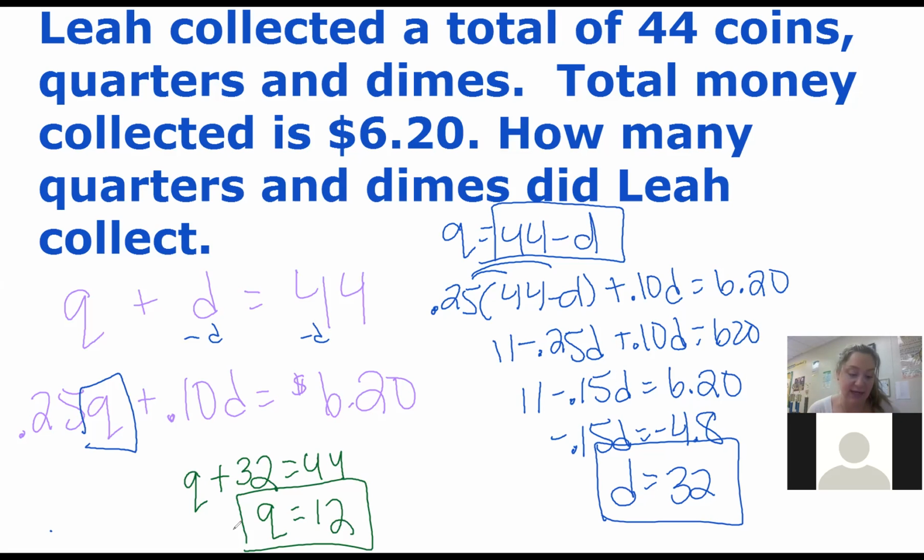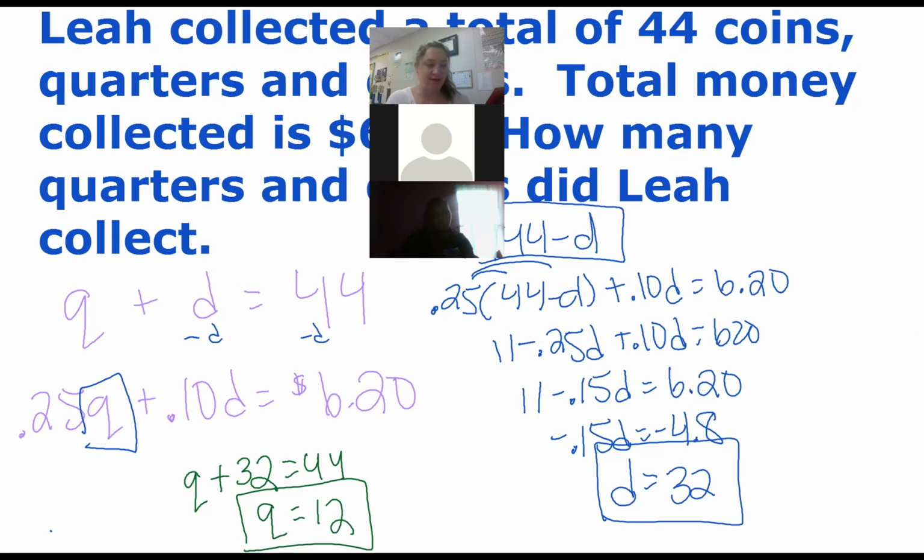And you can always plug it back in, guys. Always plug it back in. Okay, I'm gonna show you. So 0.25 times my 12 quarters, plus the 10 cents for my 32 dimes. Can y'all see that? You can plug it in, and then look at that, I get the 6.2. So that's always a great way to check yourself. And then obviously make sure 12 and 32, when you add that together, you get 44.